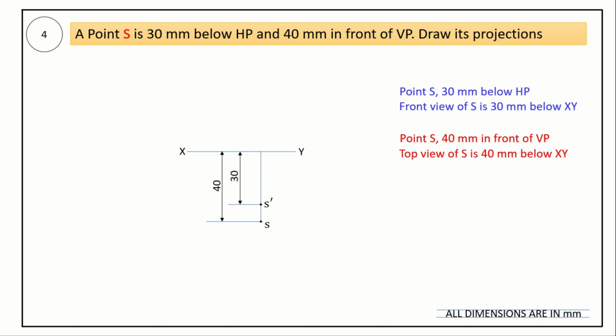Now here we have drawn the front view and top view of the point S, which is in fourth quadrant. Both the front view and top view are below XY. Also note that the point S dash and S lie in the same projector. I hope that you understand now what is fourth angle projection.